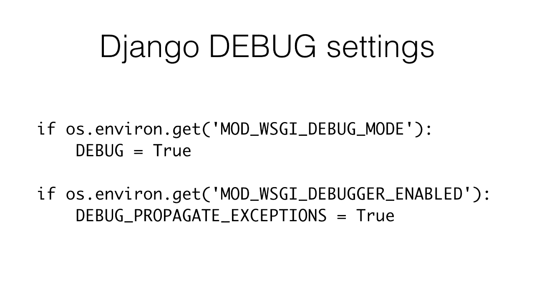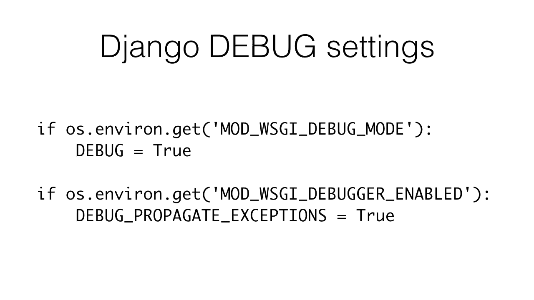The next thing, for development again, is that mod_wsgi-express also provides some other nice features for doing development. I can put this in my Django settings file, and if the mod_wsgi-express debug mode is on, I can turn on debug mode in Django. If the debugger is enabled in mod_wsgi-express, I can tell it to propagate exceptions up.